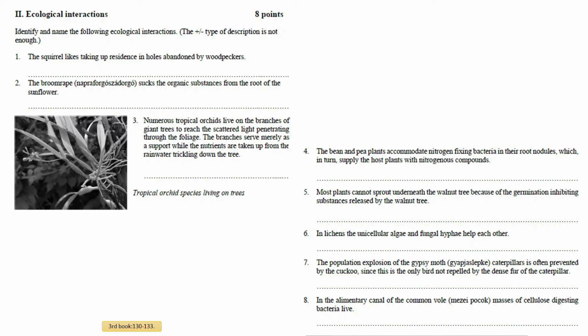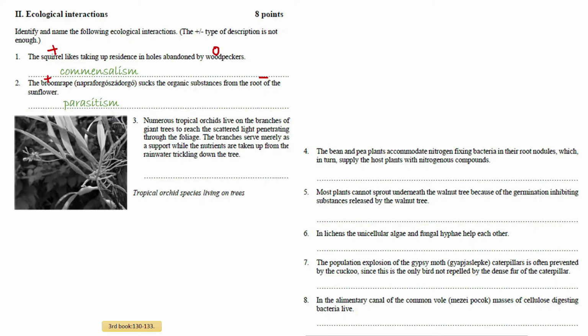Okay, first, the squirrel likes taking up residence in holes abandoned by woodpeckers. So what is happening in this kind of interaction? It's going to be positive for the squirrel, sorry, you have already seen the solution, and neutral for the woodpecker. So the type of interaction which is present here is commensalism, when one partner benefits and the other is not really affected. The broomrape sucks the organic substances from the root of the sunflower. It is going to be positive for one and negative for the other. Therefore, this kind of interaction is called parasitism.